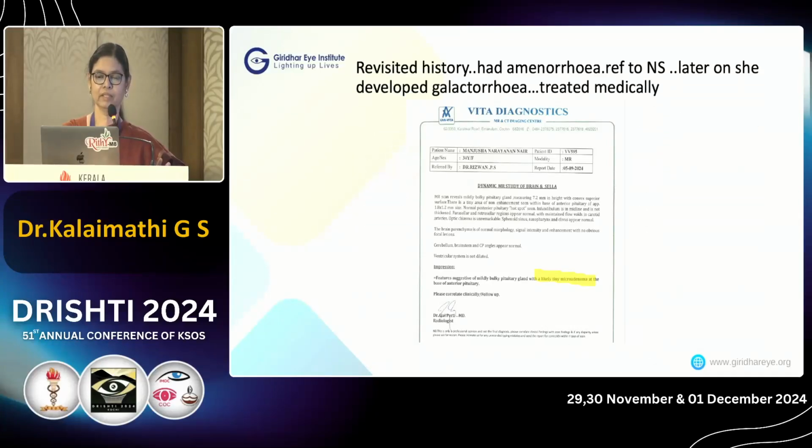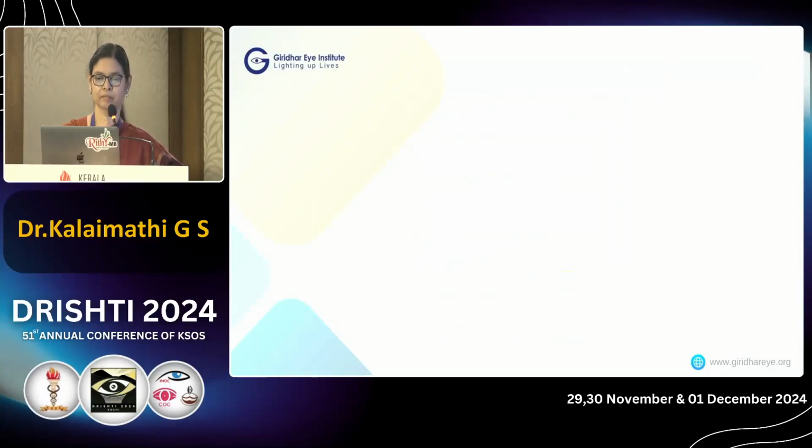So we revisited the history. She had amenorrhea, and later on she developed galactorrhea as well. So she was referred to a neurosurgeon, and she was treated medically. So for any, even mild, temporal pallor, you have to go for optic nerve function tests, and a field test is mandatory, and if necessary go for MRI.